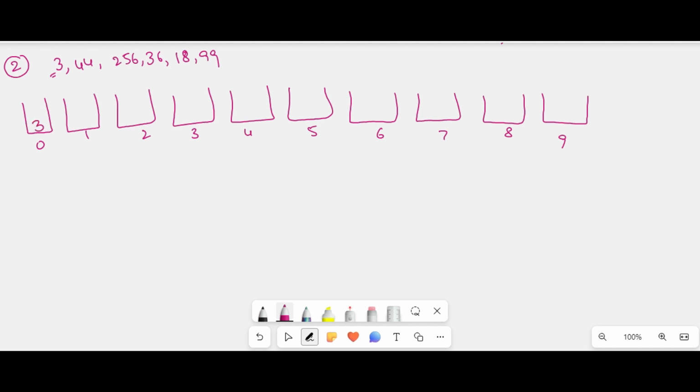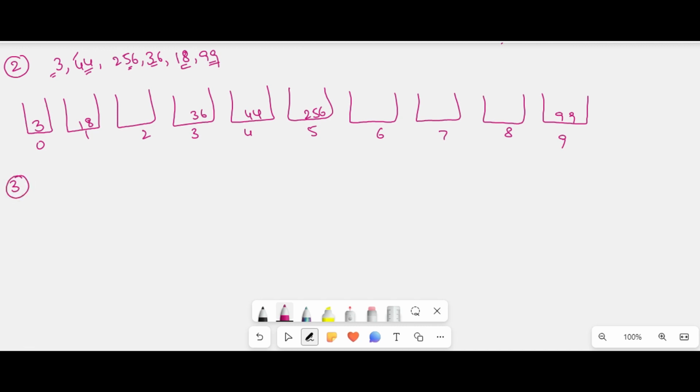So 3 is placed here. 44, the tens place digit is 4, so insert it in the 4th bucket. 256, the tens place digit is 5, so 256 goes there. 36, the tens place digit is 3, so it is placed here. 18, the tens place digit is 1, so 18 goes there. 99, the tens place digit is 9, so 99. That's all. Now coming to the next iteration.